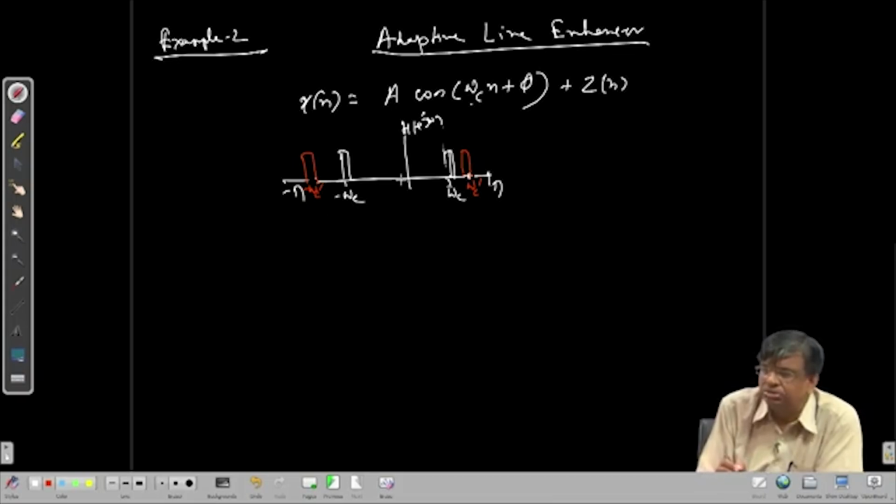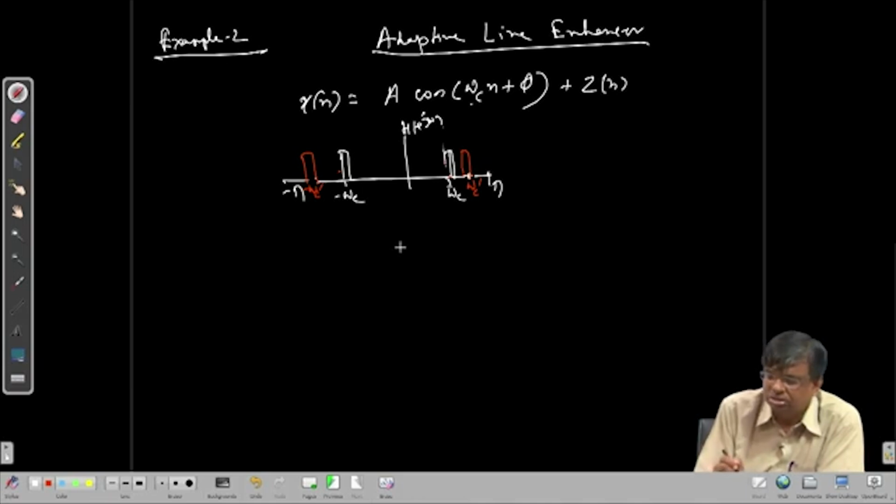I have designed the filter once for all. So, the filter remains as it is, centered at omega c and minus omega c. Therefore, if this frequency changes from omega c to omega c prime, after some time the frequency changes, it falls outside the pass band of this filter, okay, and therefore the signal also is gone. So, this is not the way to do. Okay. So, how to still recover this adaptively? That is what this adaptive line enhancer does.